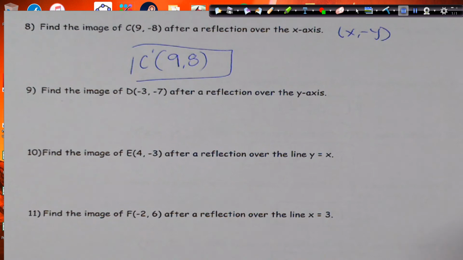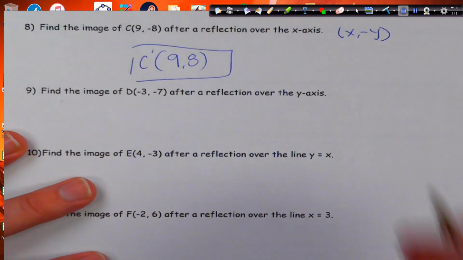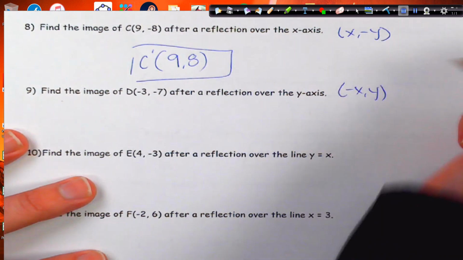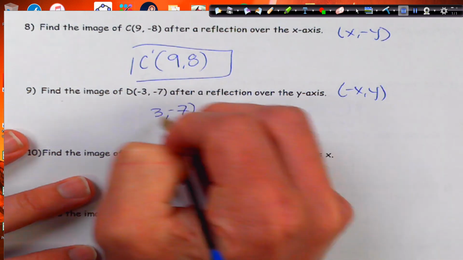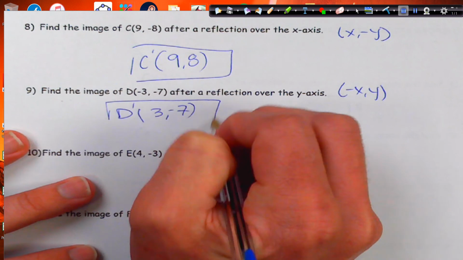Okay, reflection over the y-axis. So here the y stays the same, but the x changes. And so we're going to get positive 3, but the y will stay the same as negative 7. And that's D prime.